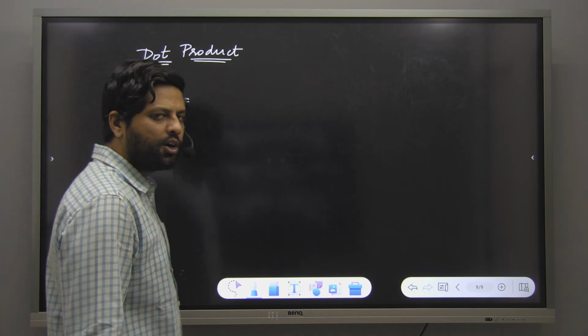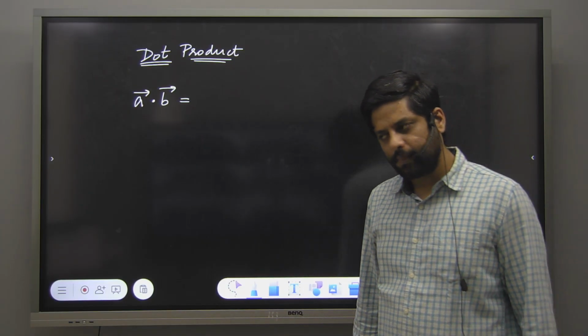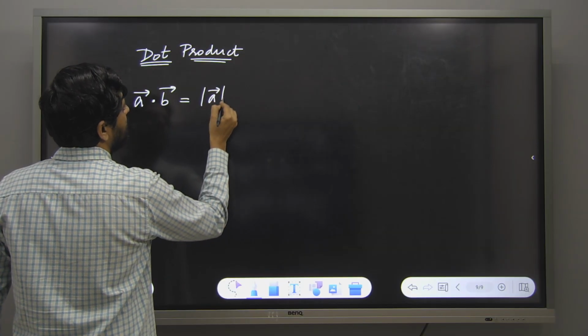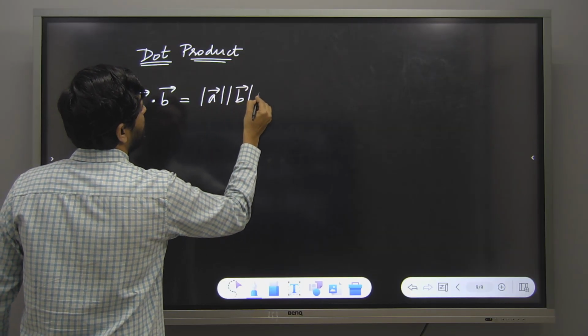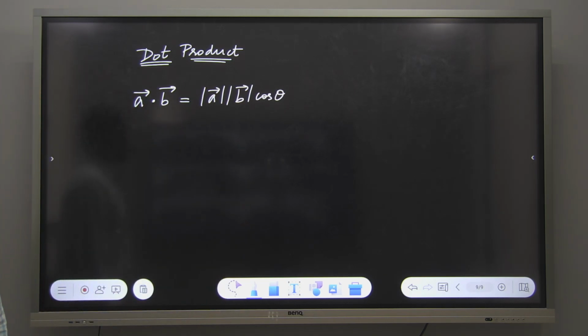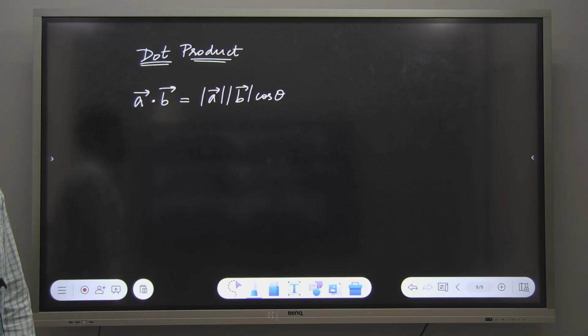Anyone, can you give me the formula for what is A dot B? I think it is done at school, college. It is AB cos theta. So it is magnitude of A into magnitude of B into cos theta. That is the formula for A dot B vector.